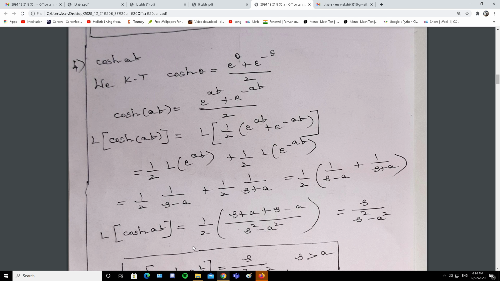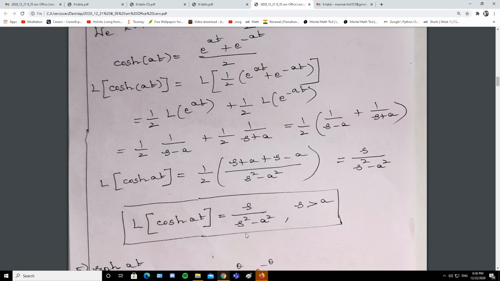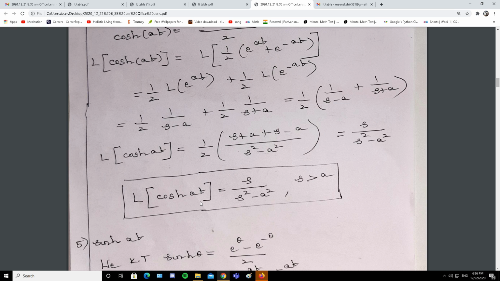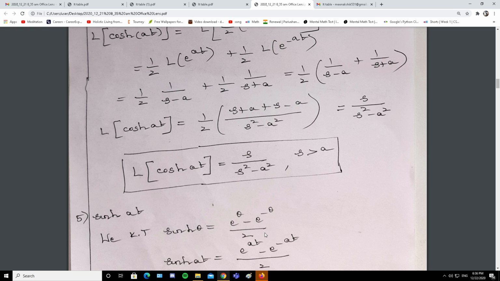So Laplace of cos hyperbolic at is s by s square minus a square, s greater than a. Now similarly, sin hyperbolic at. What is sin hyperbolic theta? Half of e power theta minus e power minus theta. So replace theta by at. Sin hyperbolic at equals half of e power at minus e power minus at.